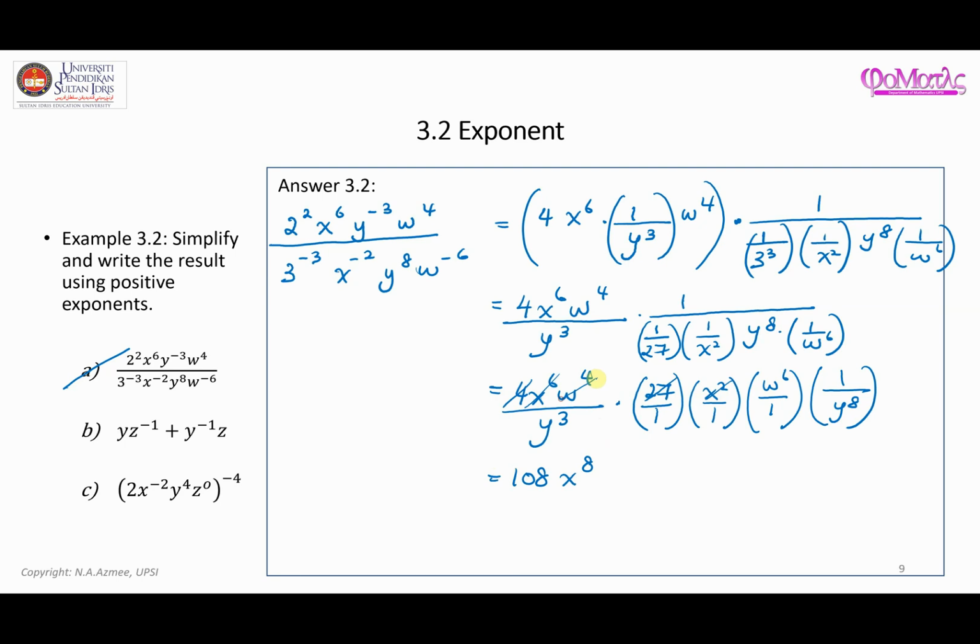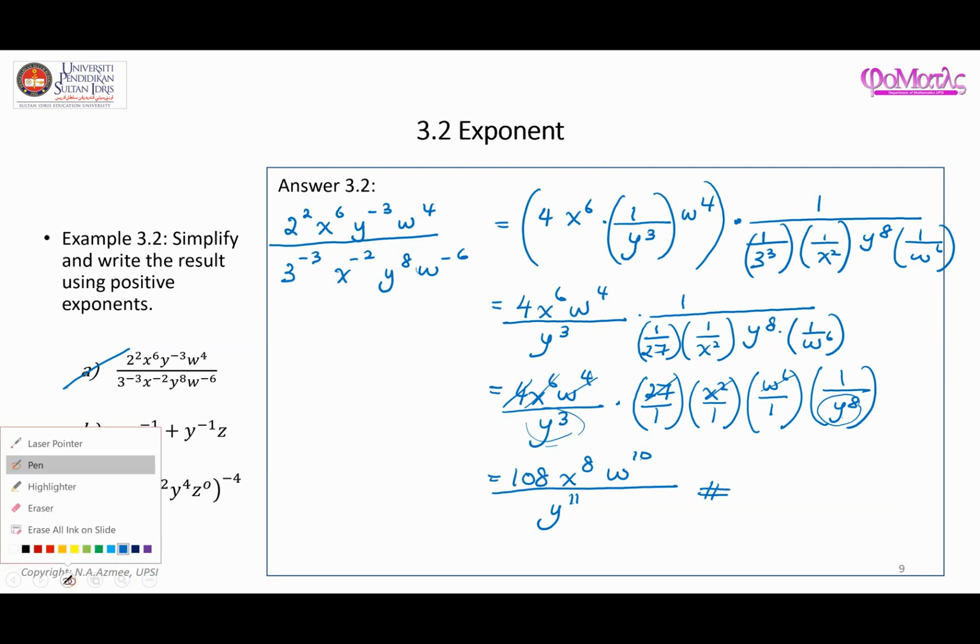Next, you have w to the power of 4 with w to the power of 6, so you get w to the power of 10. And finally, at the bottom part, you have these two guys over here, so it becomes y to the power of 11. So this is the answer for question A, where you can see that all the exponents here are positive. Okay, so this is what the question wants us to do, which is to turn everything here into positive exponents. All right, now let's move on and try to solve question B.